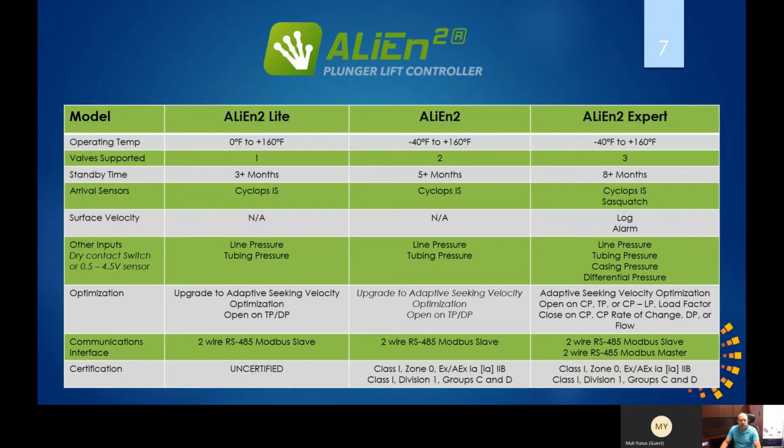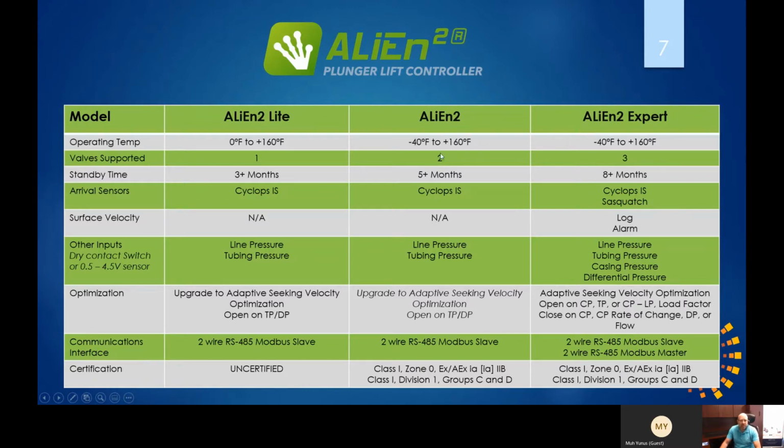Here's an overview of the different models. So we actually have 3 different models currently. So ALiEn2 Expert is the most feature rich. It has the most pressure inputs. It has an additional communications port, so it can act as a Modbus master when interacting with a velocity sensor. It has time optimization or velocity optimization built in, as well as optimization on the pressure inputs.